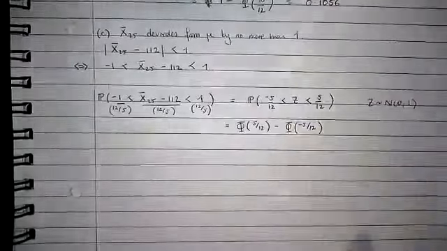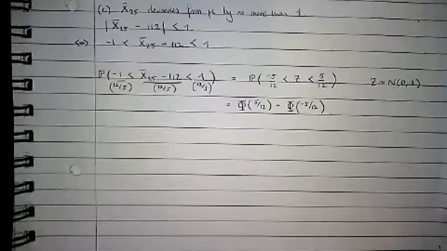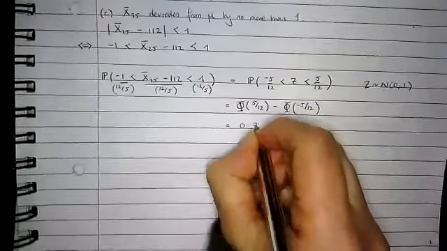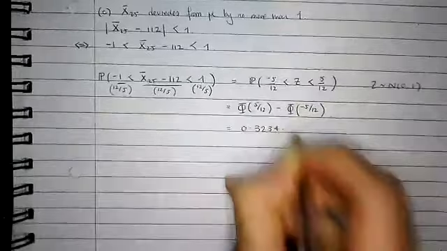I should be able to just proceed from that point to get myself a numerical value. The numerical value is going to be 0.3234. So hopefully you managed to get yourself to that point.